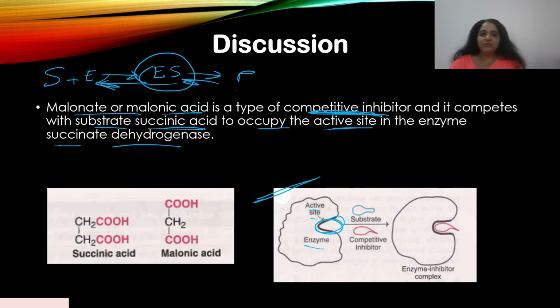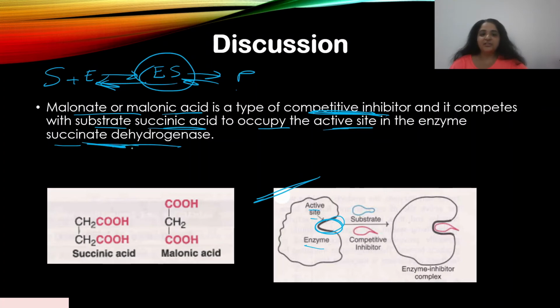But now malonate is a type of inhibitor. That means it is stopping the substrate from attaching to the active site of the enzyme. That means it does not want the substrate to convert to the product. That's basically the function. It's like an inhibitor which will stop the conversion of that substrate to a product. Now malonate is a structure that is similar to the substrate. A very good example is the enzyme succinate dehydrogenase.